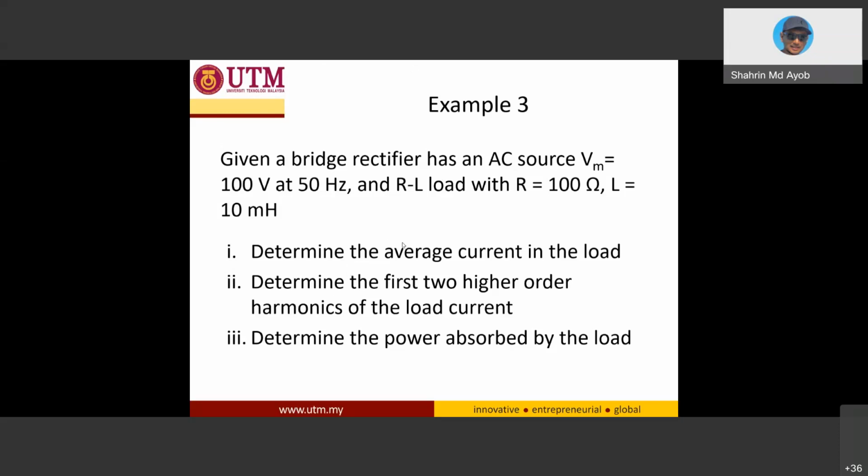For this case, determine the average current. I out average is V out average over R, so 2 Vm over pi, divided by R. So 2 multiplied by 100 volts over pi times 100. This one cancels out, so you should get around 2 over pi amperes.